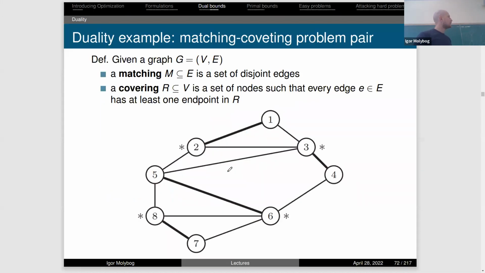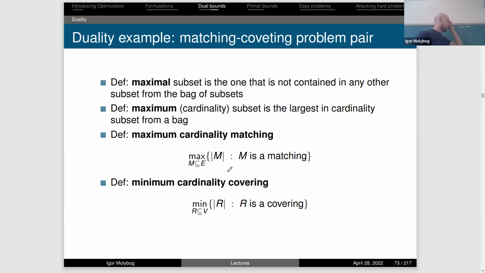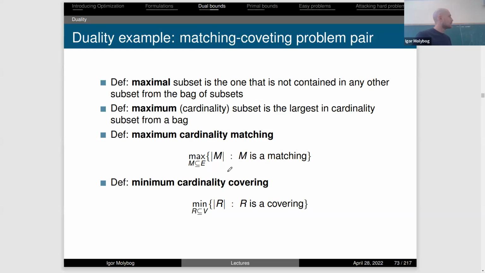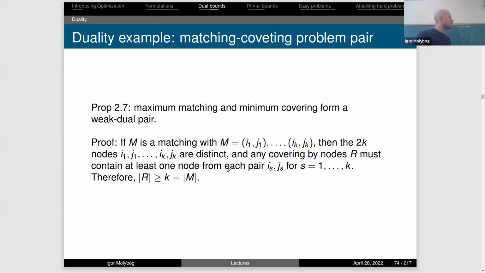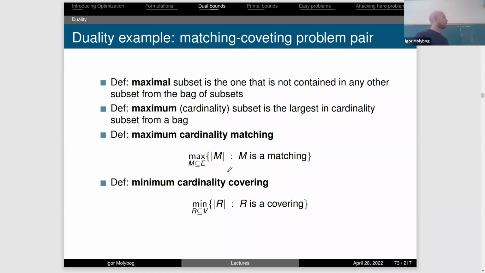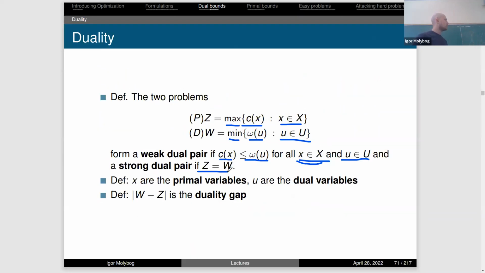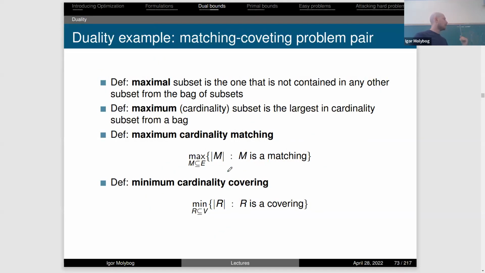Yeah. This is something that definitely needs to be remembered from the course. And then we have seen some other examples of duality, like Lagrangian duality, which is obviously an example of duality, but also there are other examples, including the maximum cardinality matching and minimum cardinality covering.